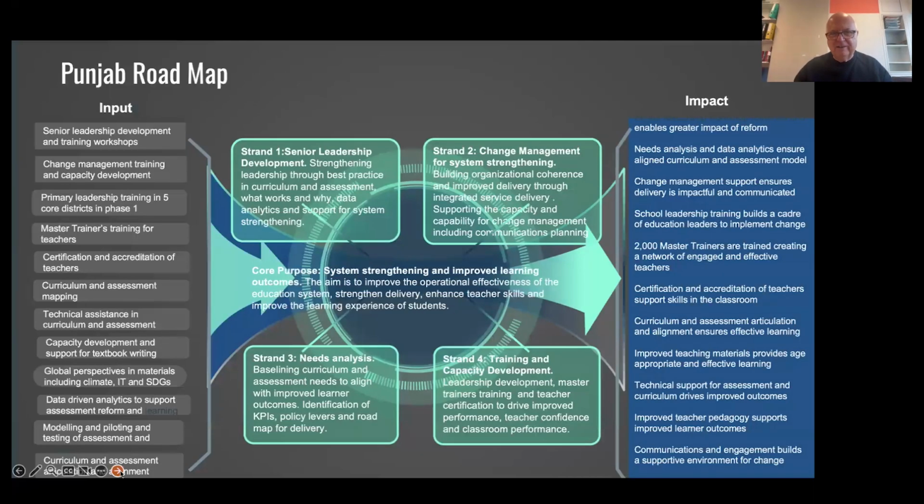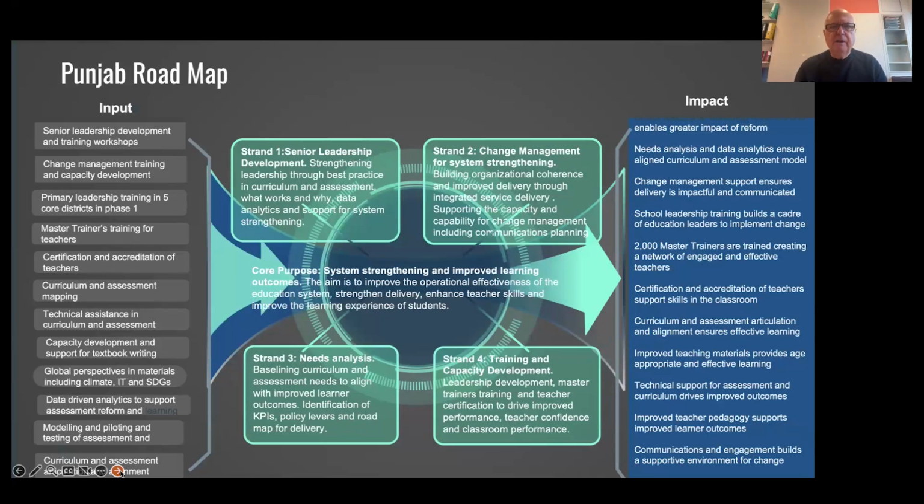Now, I hope you love this diagram. This was a theory of change that was for the Punjab in Pakistan and was to show what you could do in terms of transforming educational capacity in the Punjab. The education system of the Punjab is bigger than the UK's education system.